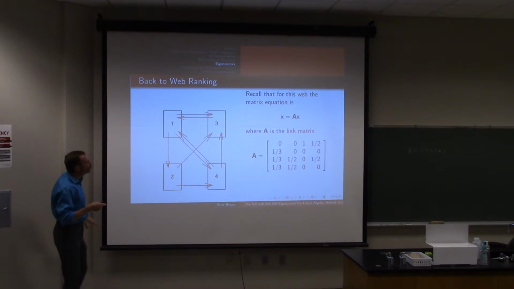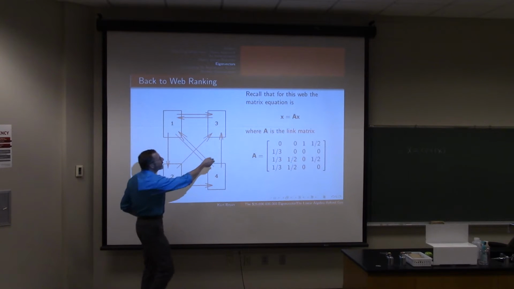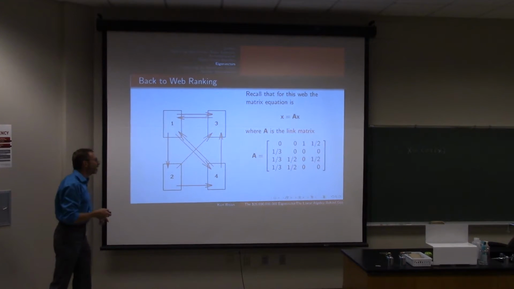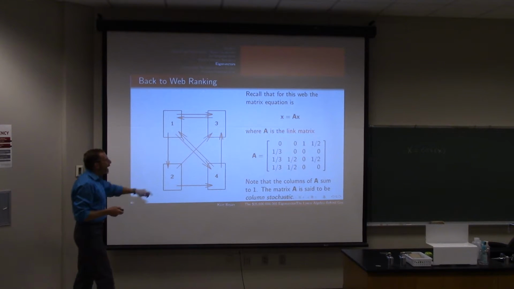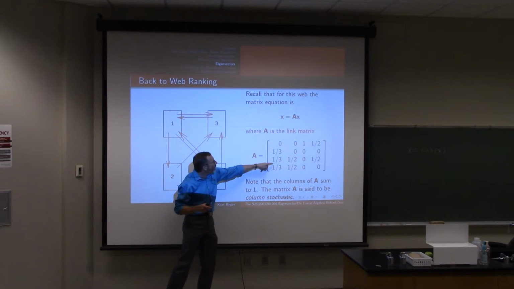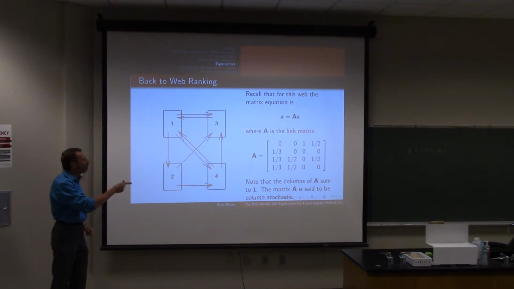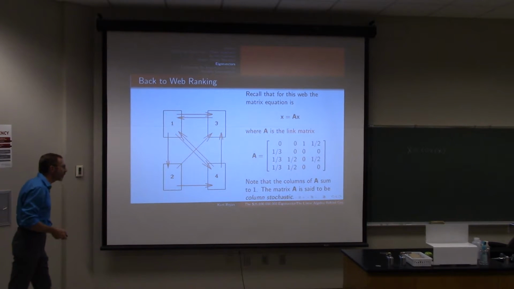So that's a little quick tutorial on eigenvalues and eigenvectors. Let's go back to the PageRank algorithm. Here's the web again. Here's what we're looking for: x = Ax. A is the link matrix that I wrote down a minute ago, and as I noted earlier, all the columns of A sum to 1. The terminology here is that A is column stochastic. The columns sum to 1. If the rows sum to 1, you say it's row stochastic.